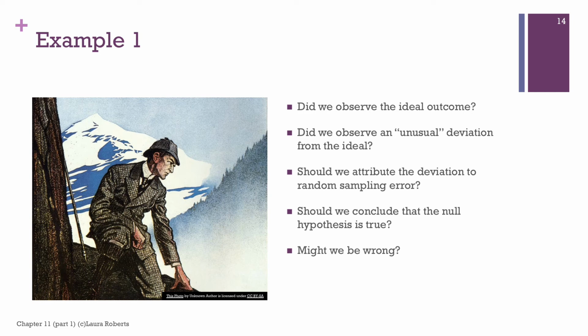Should we attribute the deviation to random sampling error? If you hypothesize that a population has a mean of 100, and the sample mean that pops up from your sample is 103, it would be safe to say the hypothesis is supported, because 103 is not a terribly unusual event, and I would say it's likely due to sampling error. Should we conclude that the null hypothesis is true? We can conclude that the data support the hypothesis and that the mean of the population is equal to 100.